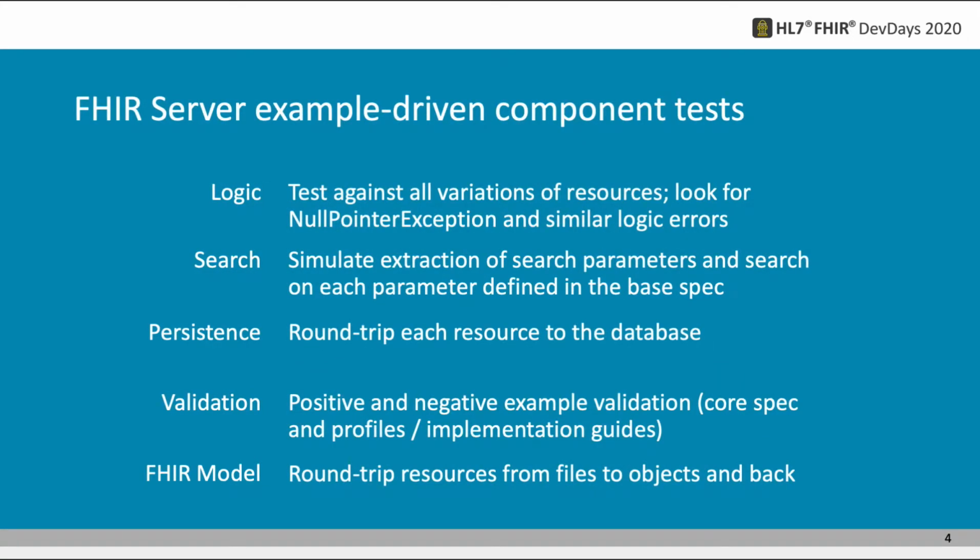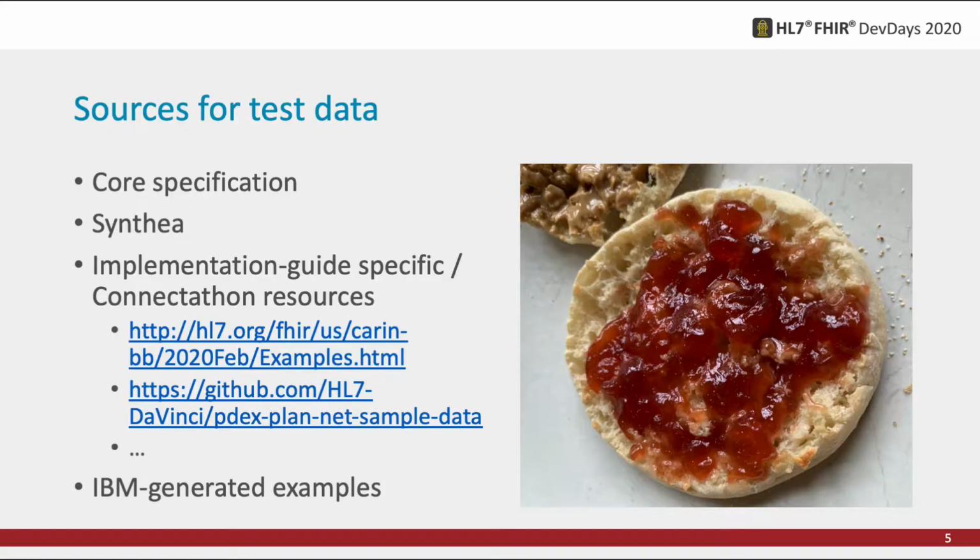When we look at testing each of these components, we use an example-driven approach. At the FHIR model level, we'll round trip from example files into our object model and back. At the persistence layer, we do similar, but to the database and back, on up the stack. And finally, at the logic layer, we'll throw a lot of different variations of resources in and look for logic errors in the tests.